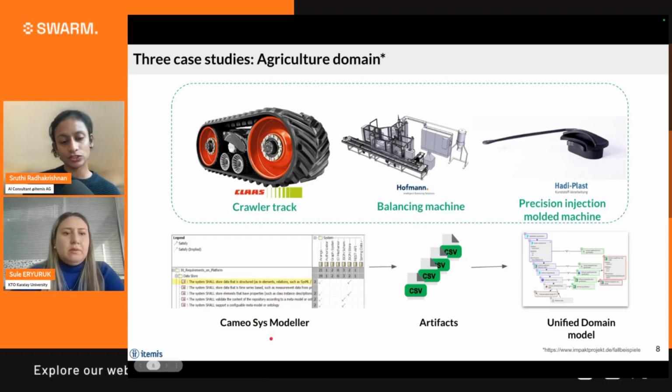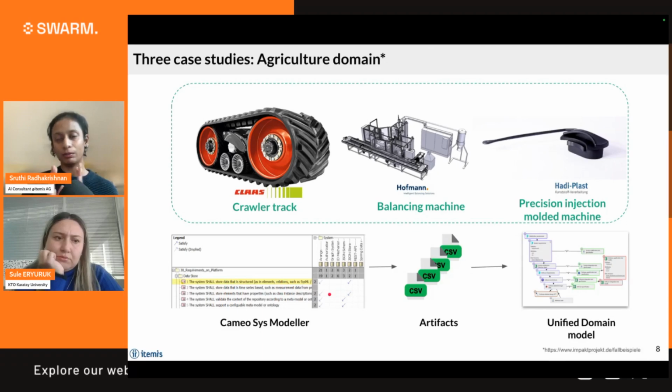And in a nutshell, I just want to show how this is done using an example tool. For example, Cameo System Modeler is one such tool that is helpful for doing something called a Traceability Information Matrix, or TIM as they call it. You can see the requirements are loaded into the tool, and then there are certain system artifacts that are mapped to these requirements. So this is a manual process. This traceability matrix is very tool specific, and you get certain CSV files out of it from which you build the unified domain model.